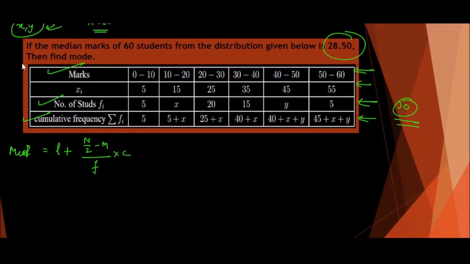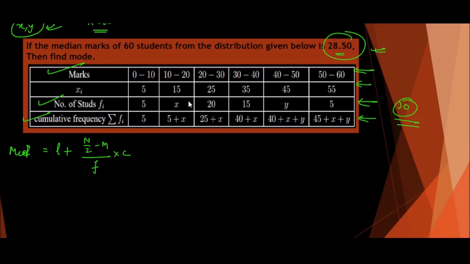Now next we have this question where they are asking: if the median marks of 60 students from the distribution is given as 28.50, then find the mode. So this is the table given to you. This table gives marks, then x_i, the mid values, and the number of students, which is the frequency. The cumulative frequency is also provided, and along with that, the median is given.